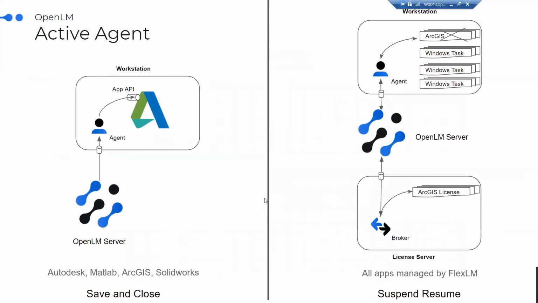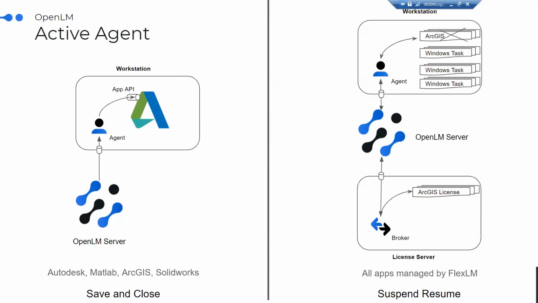Now, let's talk about floating licenses. For floating licenses, we have two options for you. If you're using Autodesk, MATLAB, ArcGIS, SolidWorks, and now we also added Harmony and Kingdom, or any other FlexLM-based application. So let's go over the first one. We've got the save and close.